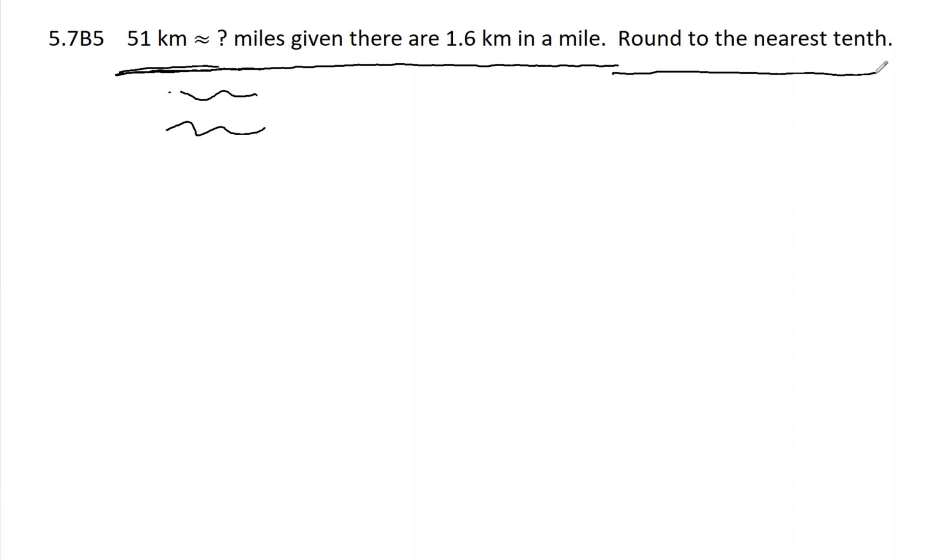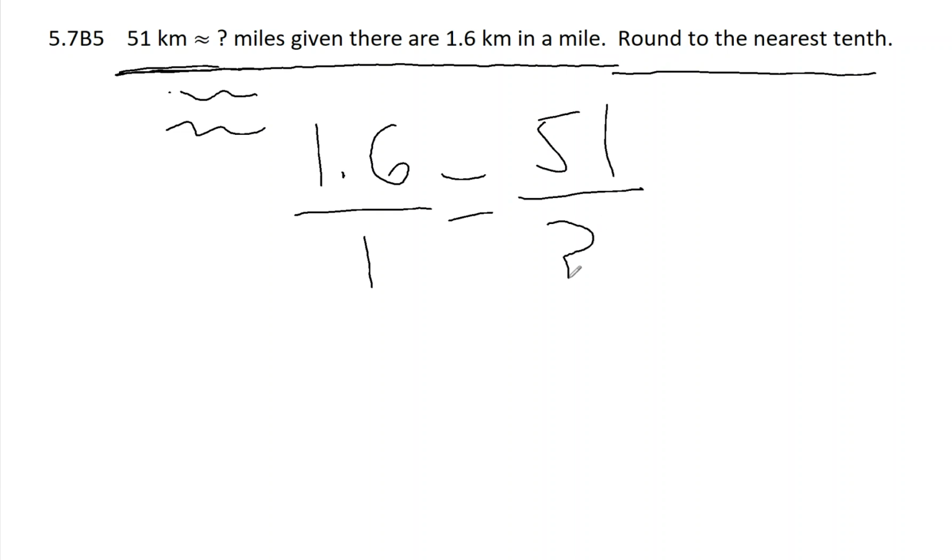So we know the unit value. We know that there are 1.6 kilometers in every 1 mile. We want to know, if you have 51 kilometers, how many miles is that? So what we're trying to find here is the multiplier of 1.6 or 1 6/10 to get 51. So this is what we have. We have 1 6/10 times an unknown number having to equal 51.